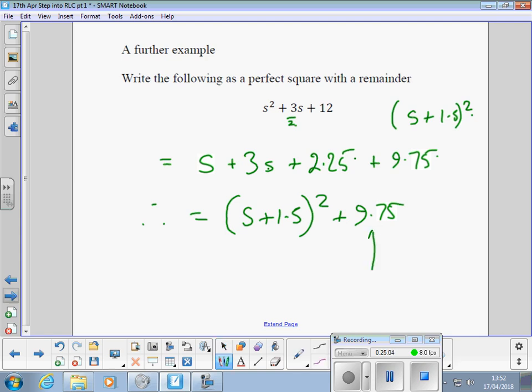So this bit equals 12 minus 1.5. Yeah. What, taking away the bit made up inside the perfect square. Then that will all work.